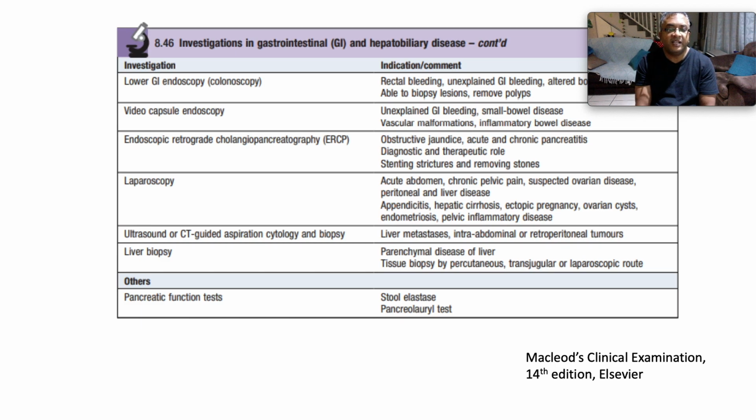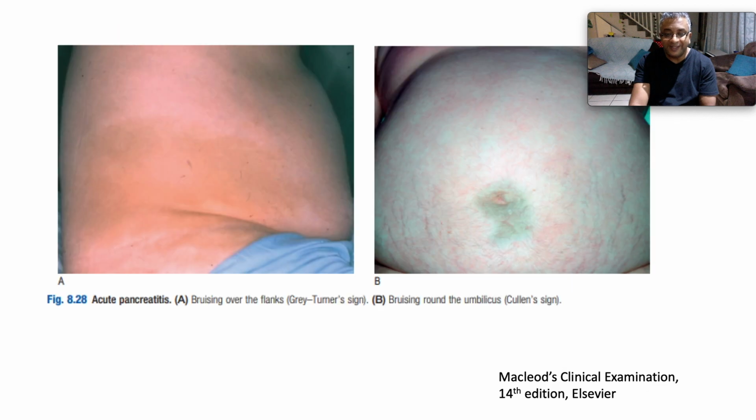Ultrasound or CT-guided aspiration, cytology, and biopsy for liver mets, intra-abdominal or retroperitoneal tumors, and of course liver biopsy if there's parenchymal disease of the liver, and we can undertake this tissue biopsy by percutaneous, transjugular, or laparoscopic route. Right, pancreatic function tests, especially in the setting of chronic pancreatitis, include stool elastase and the pancreolauryl test.